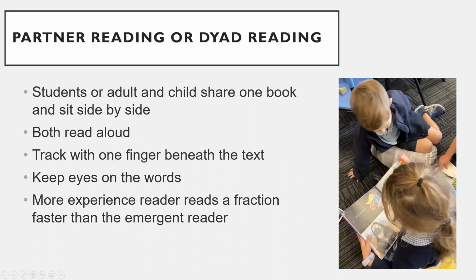The partner reading or dyad reading means that children read with others, and it's a great opportunity for peers to provide support for one another in a collaborative and productive manner. So the students, or it can be an adult, can share one book, and if they're sharing one book, they sit side by side so they both can see the words, and they both read the book aloud together, tracking with one finger beneath the text as they read, and they keep their eyes on the words. A more experienced reader reads a fraction faster than the emergent reader.